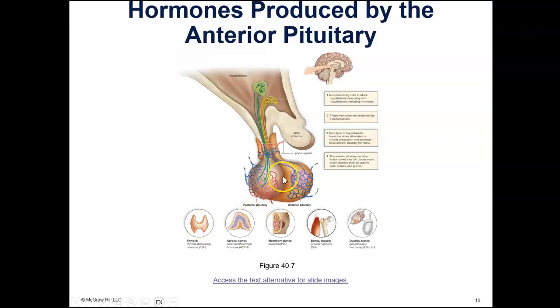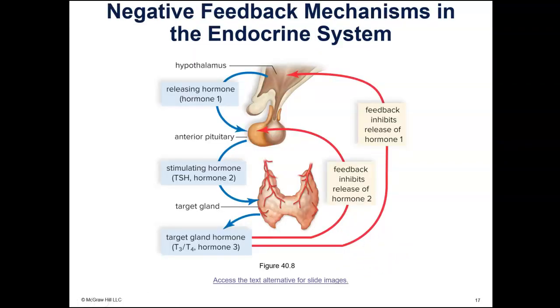And these from the anterior pituitary are shown here: TSH, ACTH, PRL or prolactin, GH, and then gonadotropic hormones FSH and LH. And it shows you basically how the relationship between the hypothalamus and the anterior pituitary works.